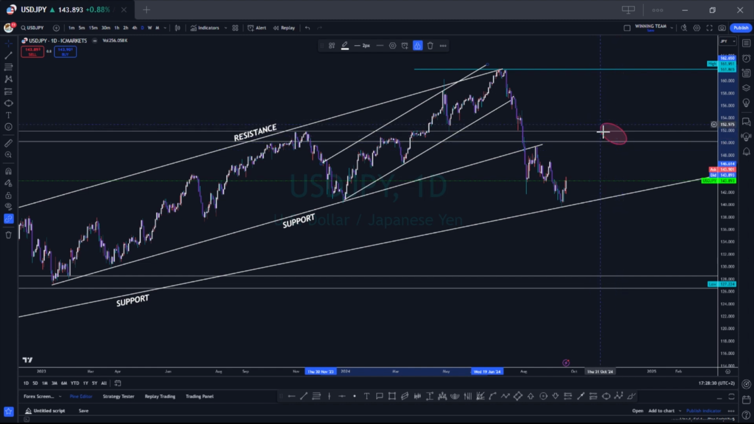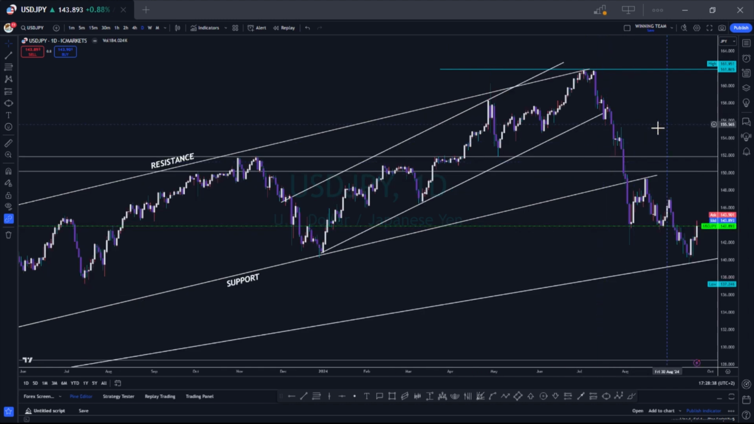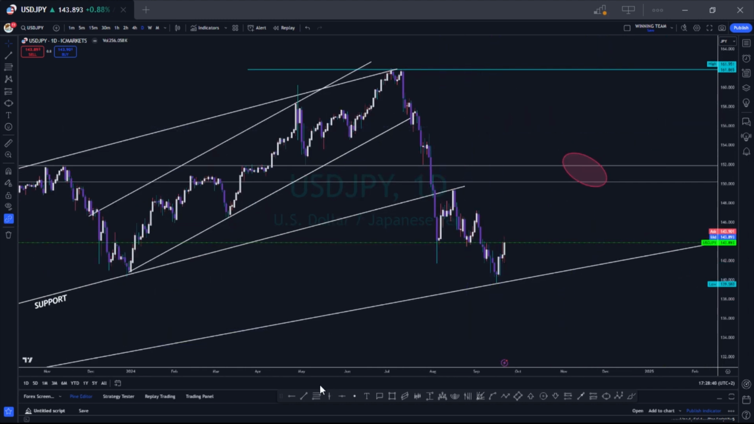Okay, so now I believe that since we have this area here as our 61% and 50% of the Fibonacci retracement on the daily time frame, what we're gonna need now, let's do it like this.